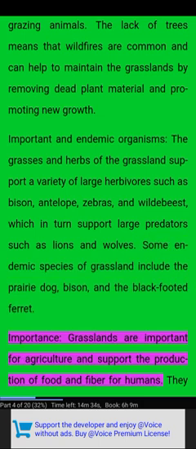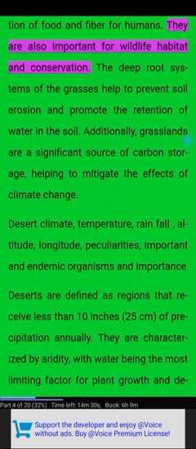Importance: grasslands are important for agriculture and support the production of food and fiber for humans. They are also important for wildlife habitat and conservation. The deep root systems of the grasses help to prevent soil erosion and promote the retention of water in the soil. Additionally, grasslands are a significant source of carbon storage, helping to mitigate the effects of climate change.